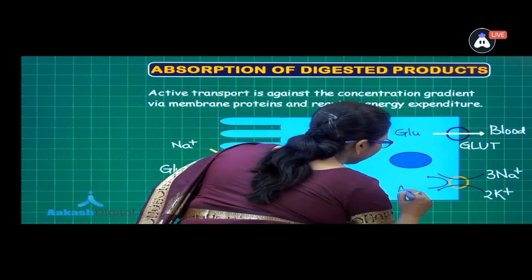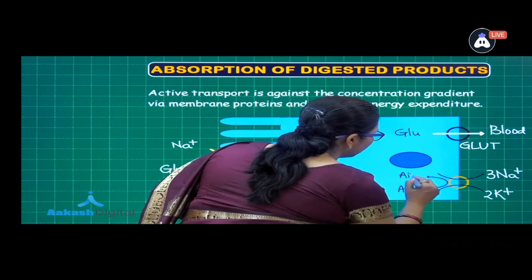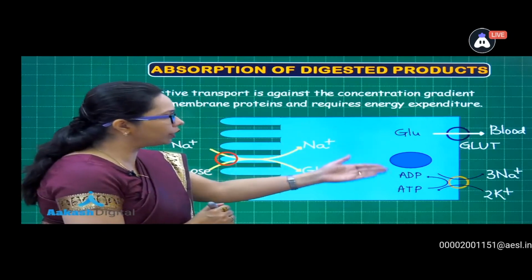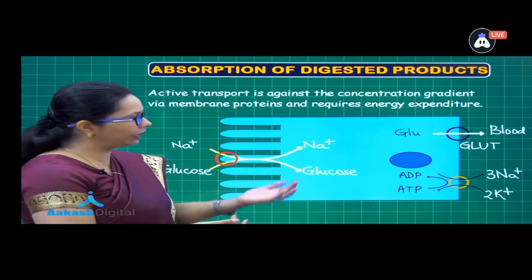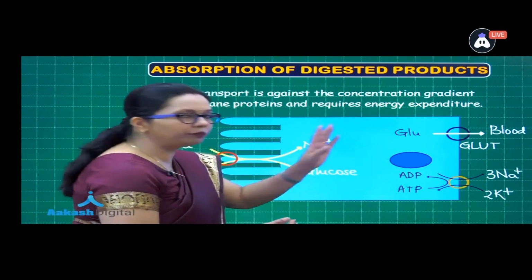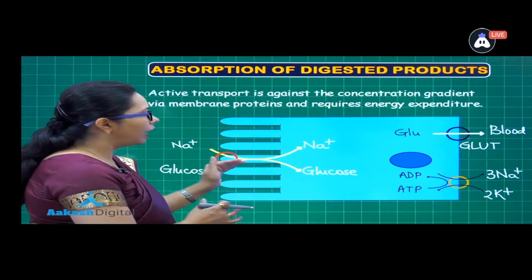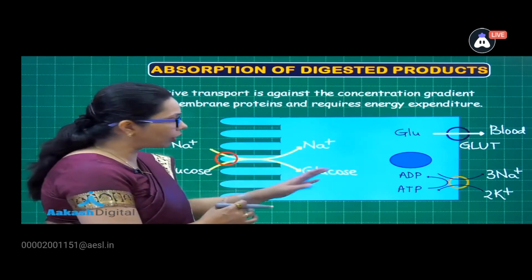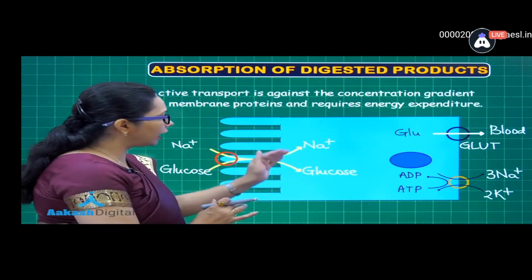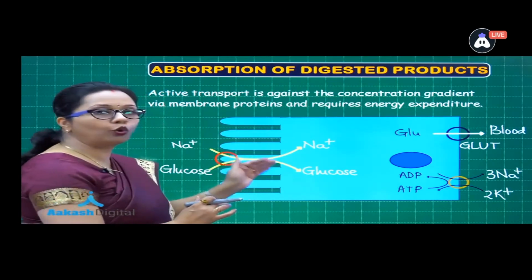So here one ATP molecule is hydrolyzed to ADP, and that energy is utilized to pump 3 Na out and to import 2 K, that is 2 potassium ions inside. So at this step the process becomes active, although the first step was very much passive. But since the overall process is requiring energy, it is considered a part of active transport. So in this case glucose absorption we can mention is by sodium dependent co-transport.